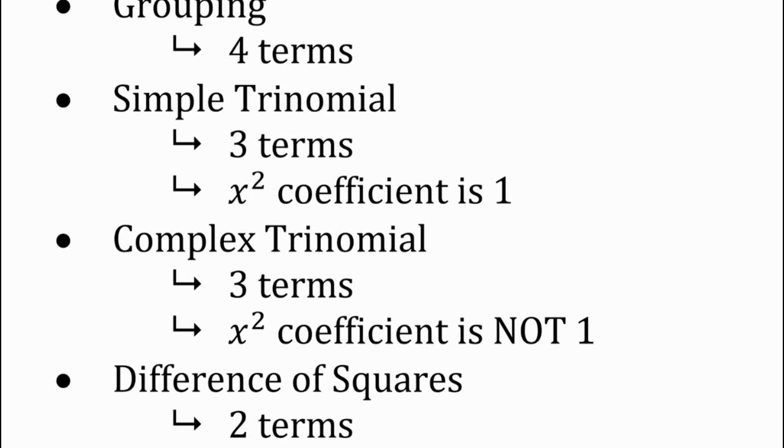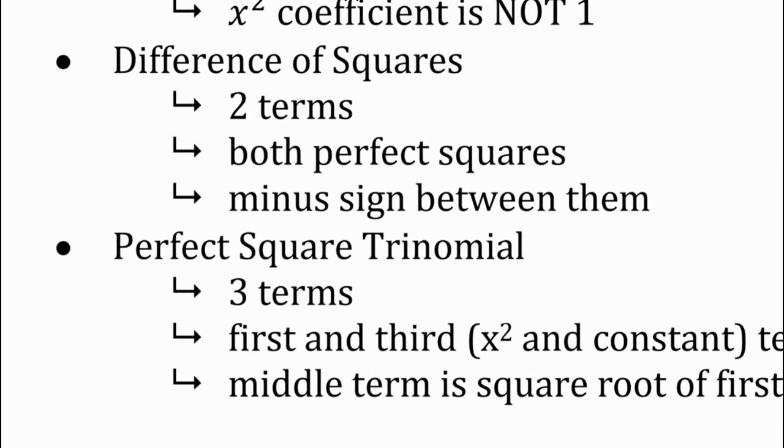So if you've got three terms, you might be looking at a simple trinomial, or you might be looking at a complex trinomial, and we'll see some examples of those coming up. And then the last couple, difference of squares is a big one. Generally, you've got two terms. They're both perfect squares. Hopefully we know what that means. Hopefully we know our list of perfect square numbers. And there's a minus sign between them, or you could rearrange it to put the minus sign between them if it's not actually between them on the page. We'll talk a bit about that as well. That's usually an easy one, usually a straightforward one.